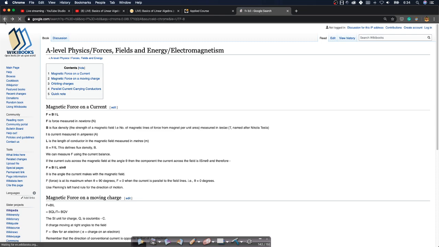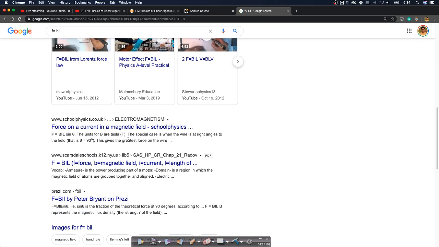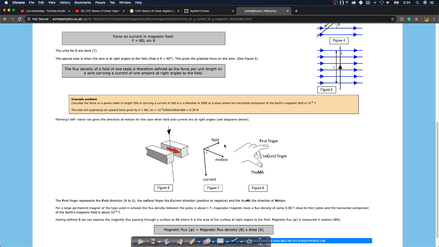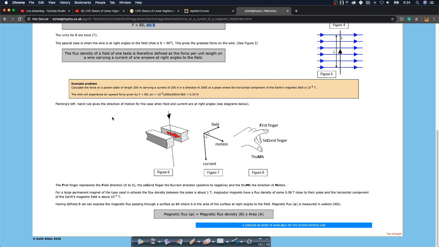Okay, yeah, there is a cross product somewhere here if I recall, the force on a current in a magnetic field. Oh, this is school level physics, cool. Okay, BIL. The reason you have sine theta here is because of the cross product and not the dot product. Oh, there is this, yeah, the right hand rule. I think it's called the thumb rule or something. Oh, so look at this.